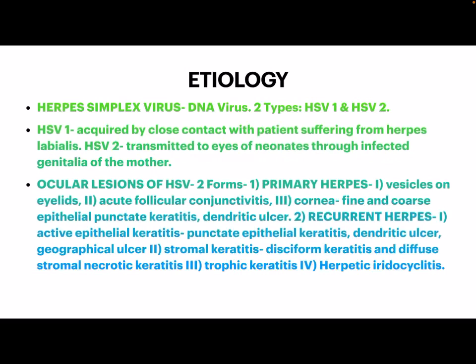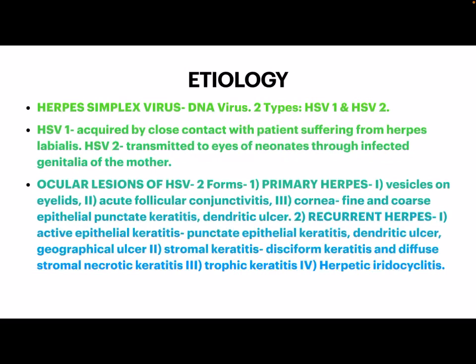Okay. So, how is a person going to acquire an HSV1 infection or an HSV2 infection? HSV1 infection is acquired by close contact with a patient who is suffering from herpes labialis. Close contact can refer to kissing. Then HSV2: mostly it occurs in neonates while they pass through the genital tract of the mother, and if the mother is suffering from HSV2 then the baby will get it.